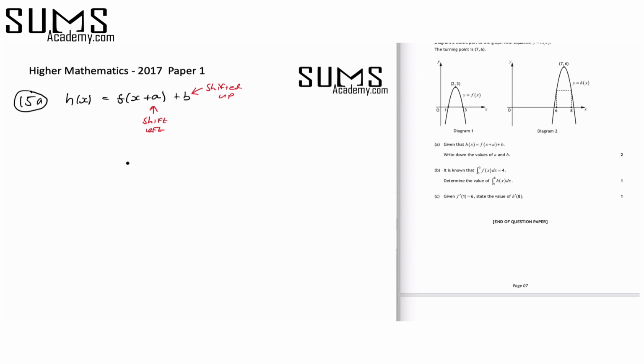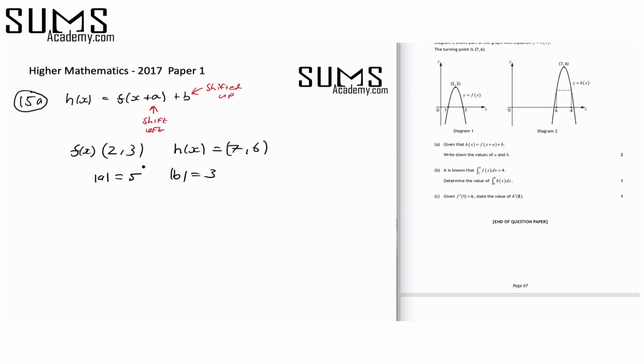So if we look at the values that we have for the turning point, we've got 2 and 3 for f of x, and for h of x, we have 6 and 7. So from 2 to 6, it's been shifted by 4, and then for b, we can see that this has gone from 3 to 7, which is a value of 4. And the reason I've put them in brackets is because that's the absolute value.